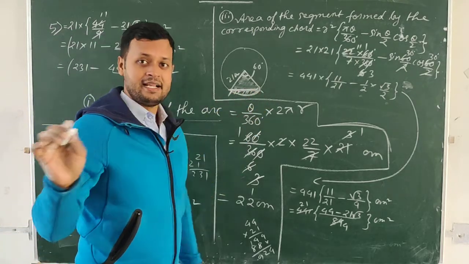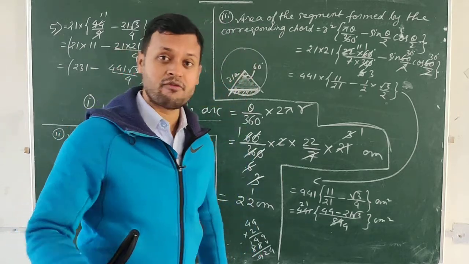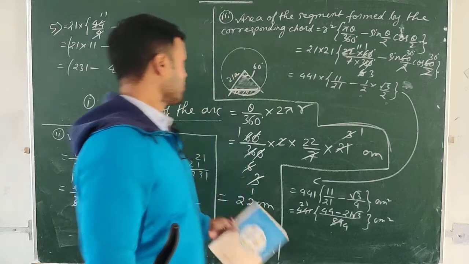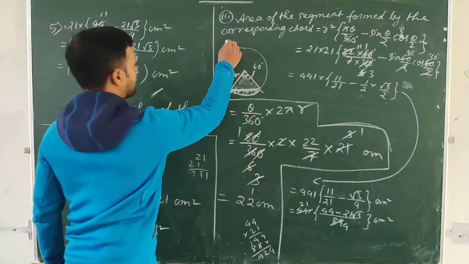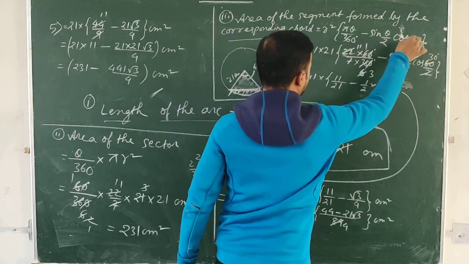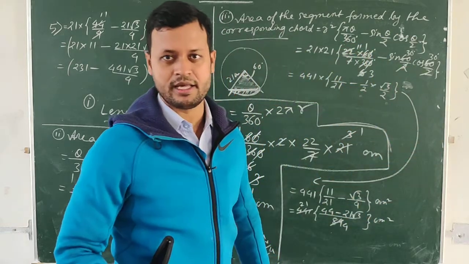Whenever it is said that segment formed by the corresponding chord, it will always mean the minor segment. Okay. So find out the minor segment. Area of the segment formed by the corresponding chord is equal to r square pi theta by 360 degree minus sin theta by 2 into cos theta by 2. Just the formula we derived in the last video.